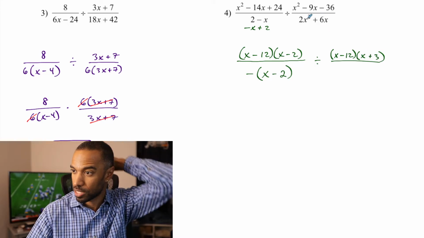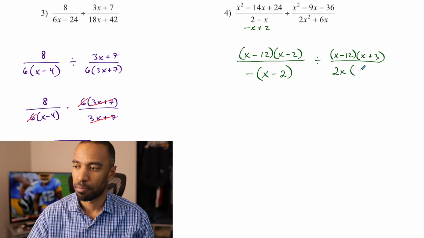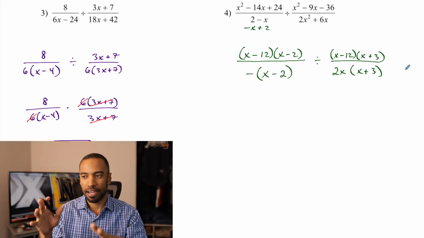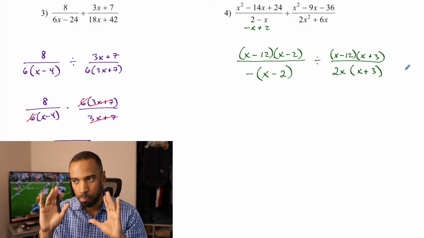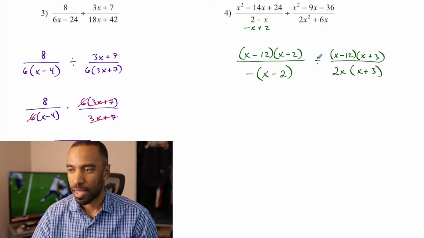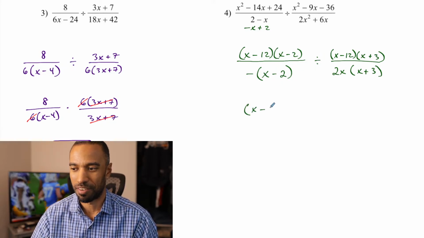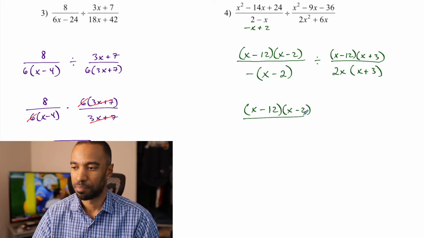And down here, I have once again a common factor of not just a 2, but also an x. And I'm going to be left with x plus 3 down there. Great, so I have everything factored as best as possible. And of course, I'm going to look for cancellation items. But before I go ahead and flip this thing over, let's look at that in its factored form. And now let's multiply by the reciprocal of the divisor.